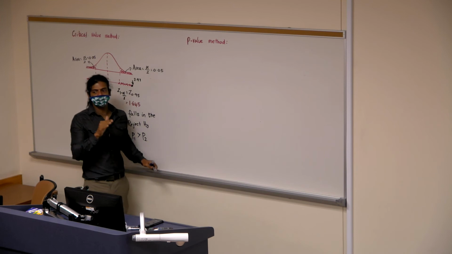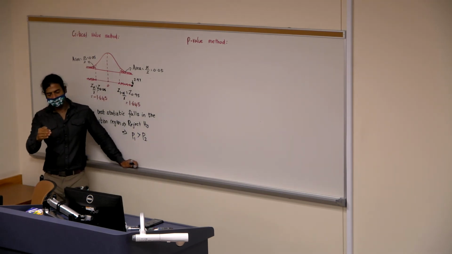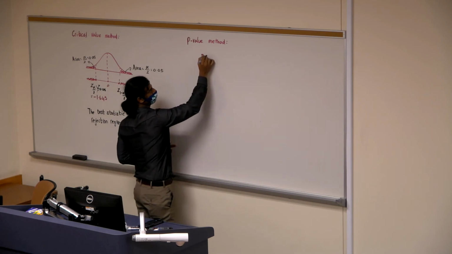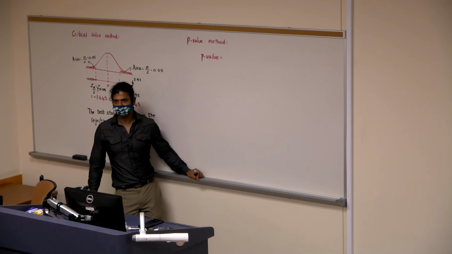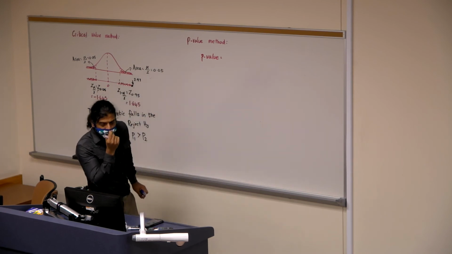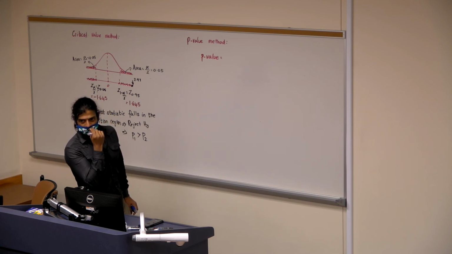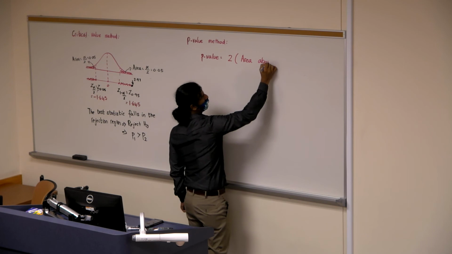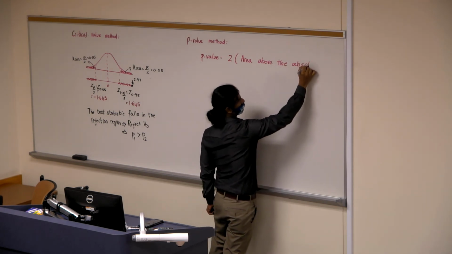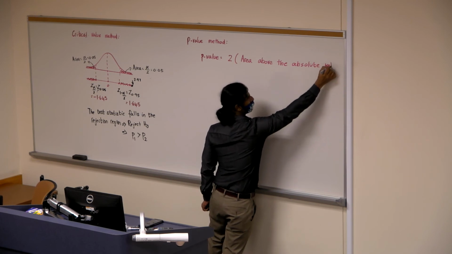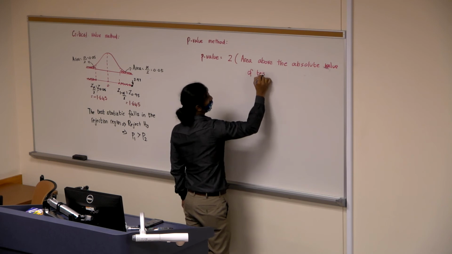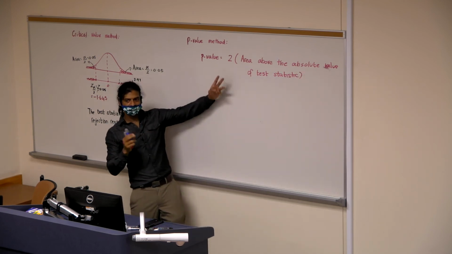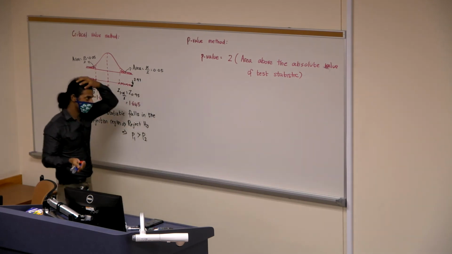So, last time we did a right-tailed test and we said that the p-value is the area above the test statistic. In this case, it should be two times the area above the absolute value of the test statistic. An easier way to remember this: two-tailed, which means the p-value must have a two somewhere. That is a good way to remember.